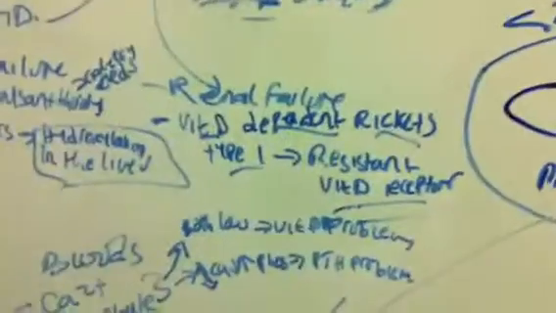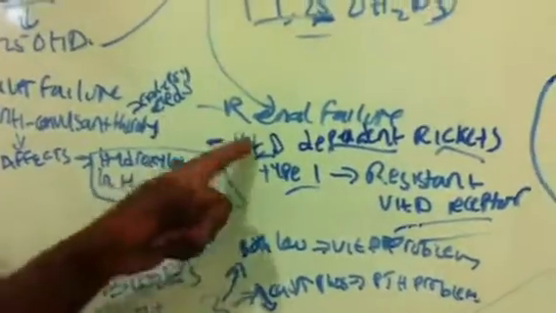Because you have receptor resistance to vitamin D. So vitamin D is still made, but when it goes to bind to its receptor in the gut and the kidney, there's resistance. Is that from renal failure? No, this is a separate thing.